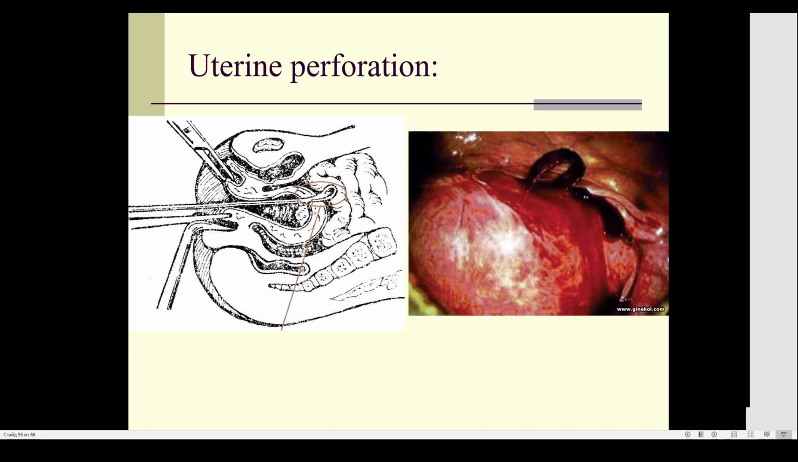Next, uterine perforation. Of course, we must remember this complication. Uterine perforation may occur during curettage, during hysteroscopy, during abortion, or when we put in an intrauterine device. And of course, our tactic will depend on the situation, why it happened, and by what instrument it happened.